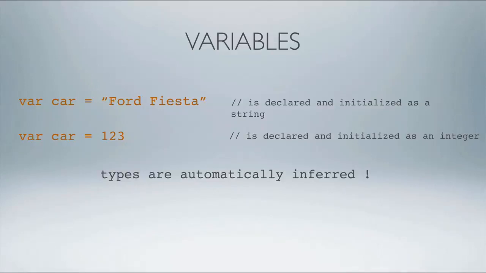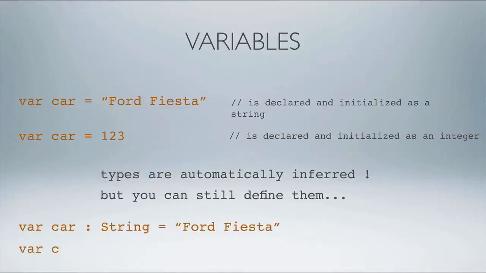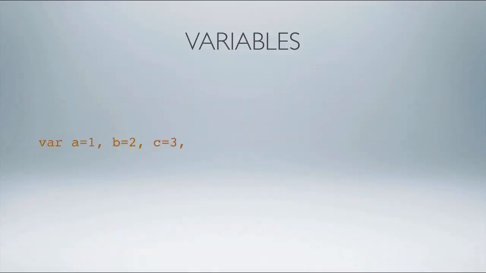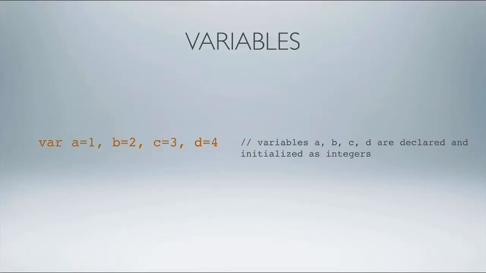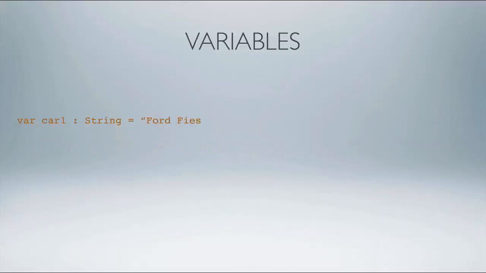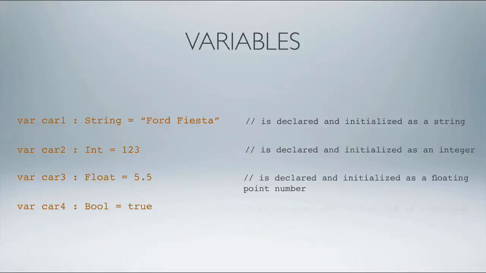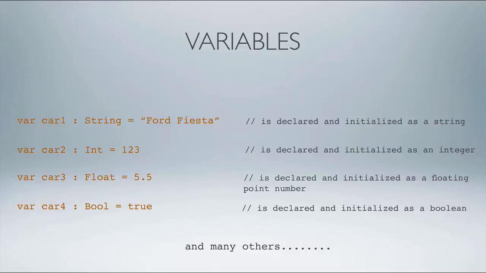Of course, it is still possible to define the type of a variable when it's declared, and it's not compulsory to initialize the value of a variable when it's declared. It's also possible to define more variables on a single line by separating them with commas. Here are some of the most common variable types supported by Swift: string, integer number, floating point number, boolean, and other types that we'll see later in this course.